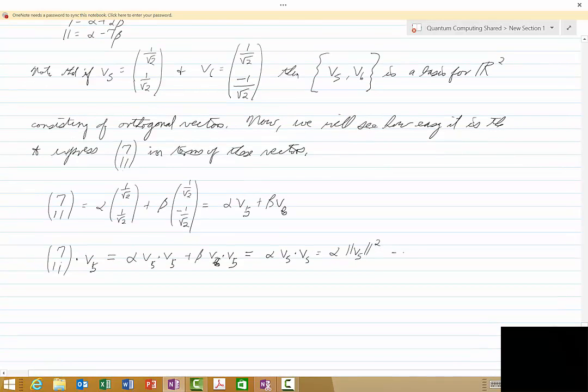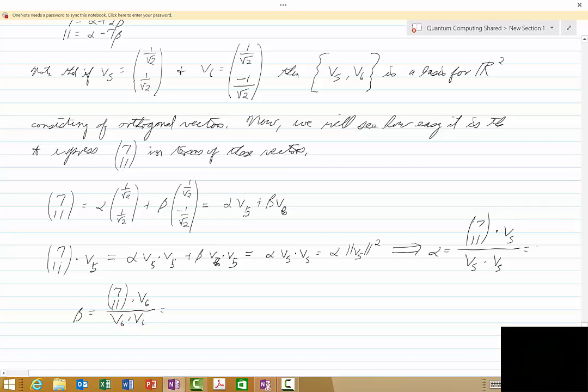So that implies that alpha is equal to (7, 11) dotted with V5 over V5 dot V5. And similarly, beta would be equal to (7, 11) dot V6 over V6 dot V6. And both of these we can compute very quickly.